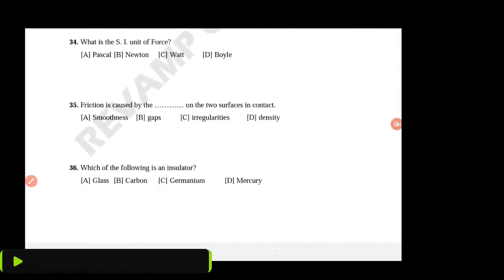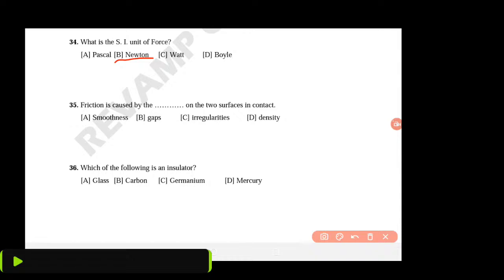Okay, we move to question 34. Question 34 says, what is the SI unit of force? The SI unit of force, based on what we just did, is Newton. That's the SI unit of force. That is option B.